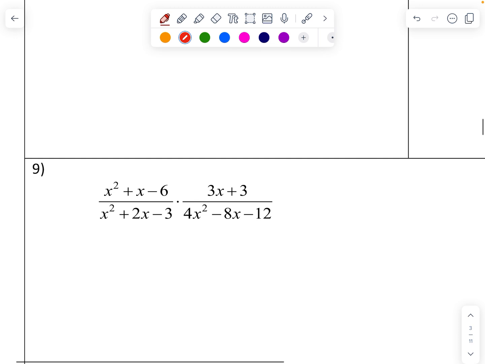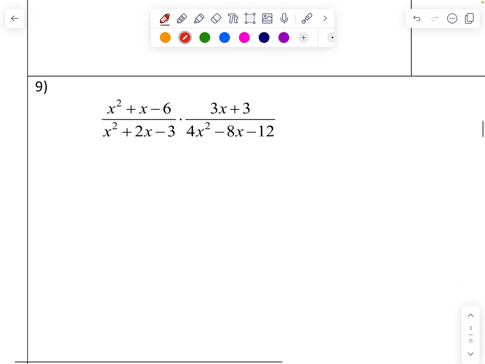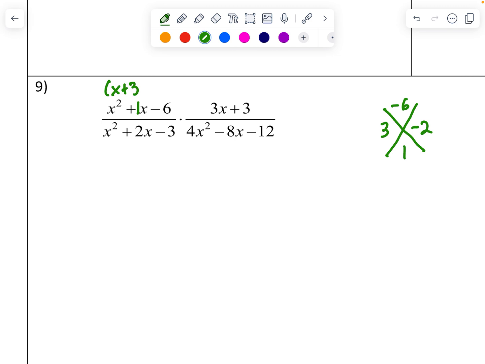All right, let's do one more. Ooh, this one's got a few parts. Okay, so I see a few trinomials. So I'm going to start with the top left. So we've got a negative 6 and that invisible 1. So 3 and negative 2 would work for that. So I've got an x plus 3 and x minus 2.